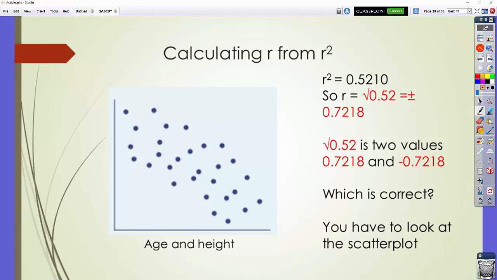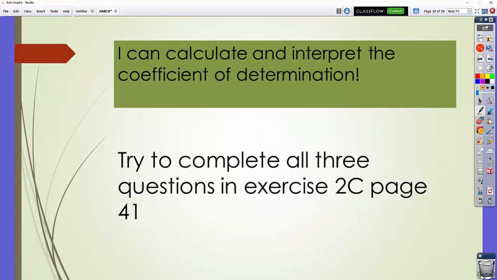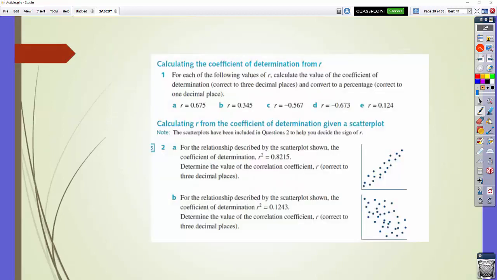That is in the textbook, I hope. Certainly there's some questions in the exercise on that. And that's it. You can now calculate and interpret the coefficient of determination. And there are just 3 questions on page 41. As your first ones, if you haven't got a book. This question here, just turn them into a percentage, or square them and then turn them into a percentage. You're given r squared, what will r be? Square root it, positive or negative? Positive or negative? Okay, that's what I've just been talking about. So questions 1, 2, first of all.